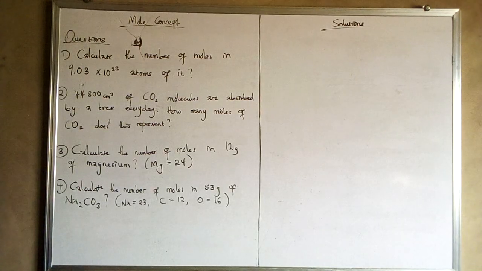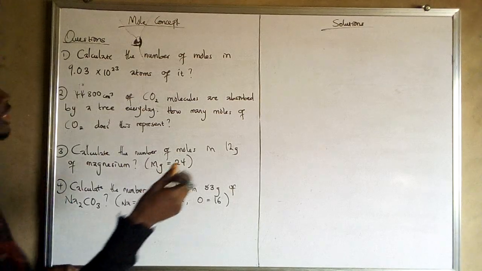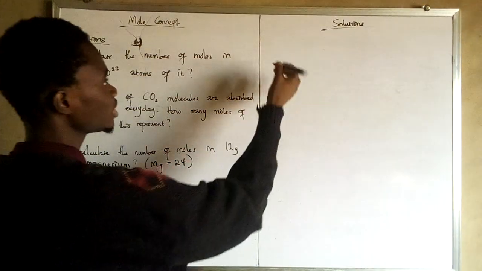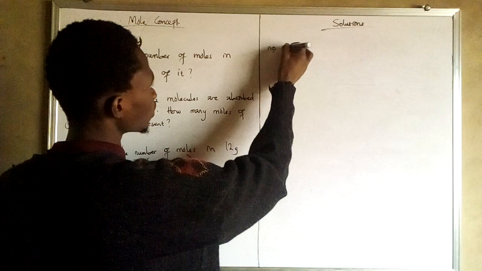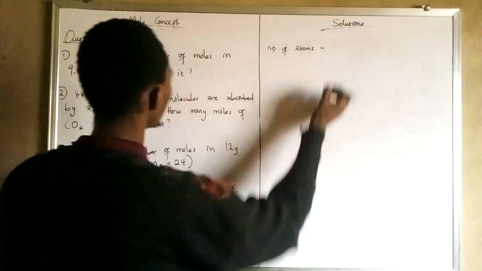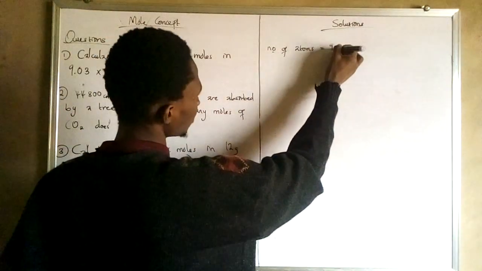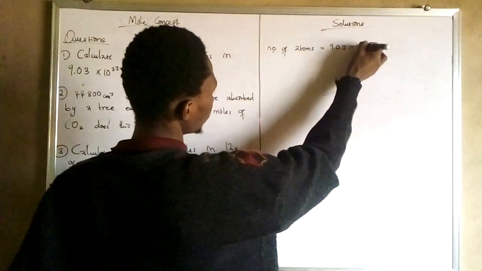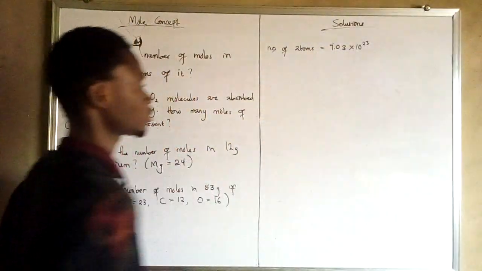Number 1, calculate the number of moles in 9.03 times 10 raised to the power 23 atoms of it. In this case, we have to look at the values given in the question. We have just a single value given in the question now, which is the number of atoms. Number of atoms, that's 9.03 times 10 raised to the power 23.